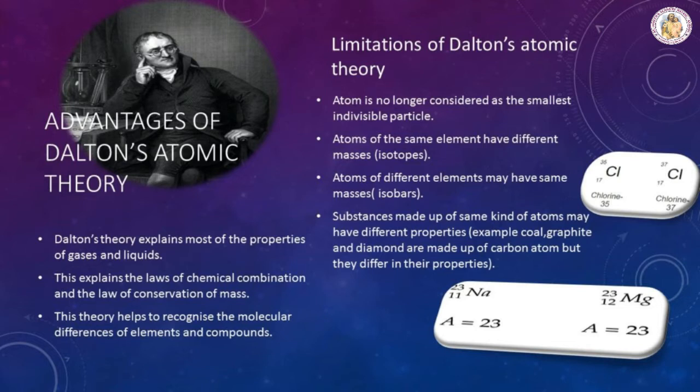Atoms of different elements may have the same mass, and these are called isobars. For example, sodium and magnesium. These are atoms of different elements but have the same mass, 23 and 23. Substances made up of the same kind of atoms may have different properties. For example, coal, graphite, and diamond are made up of carbon atoms but they differ in their properties.